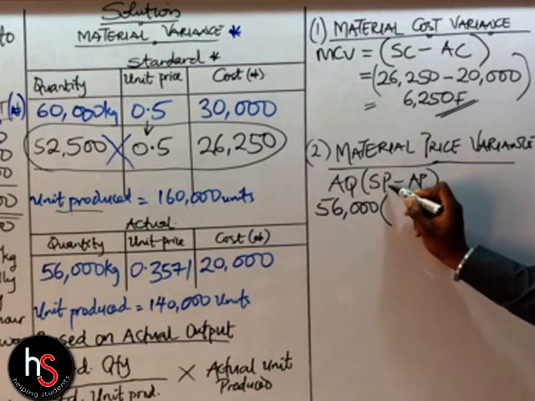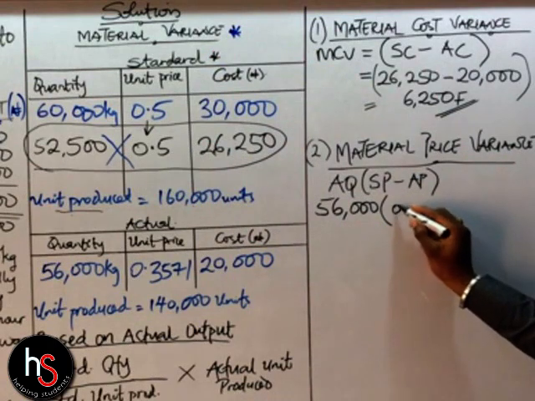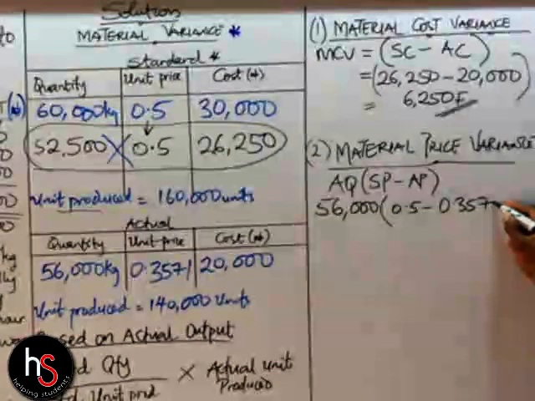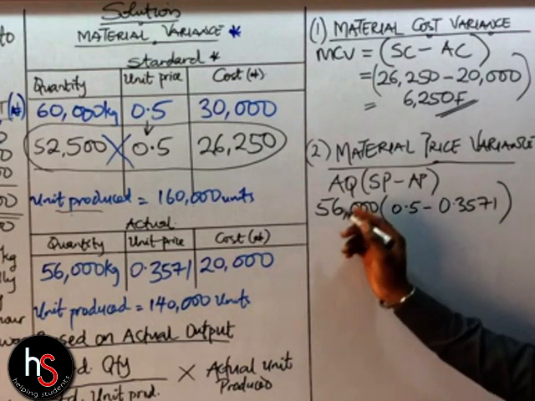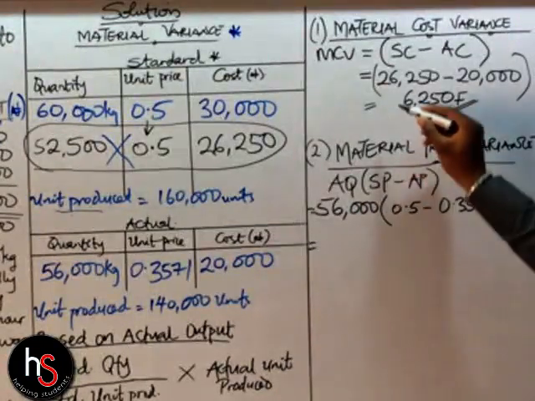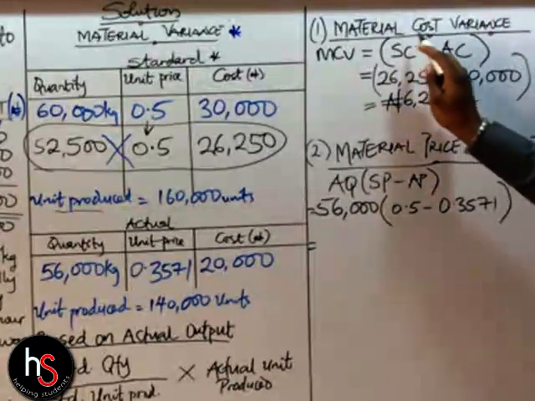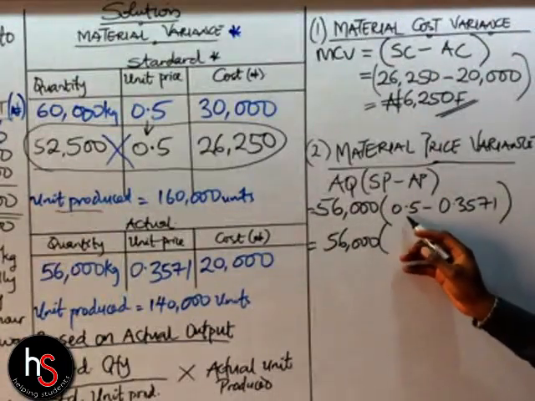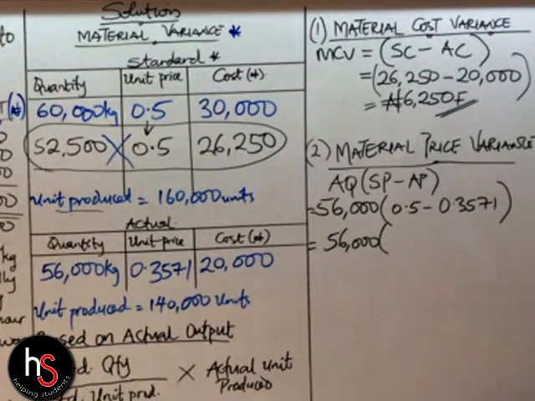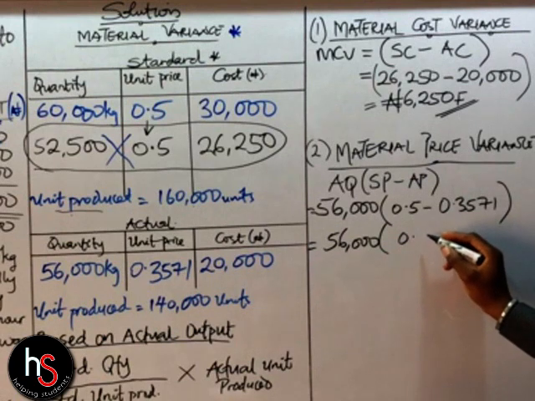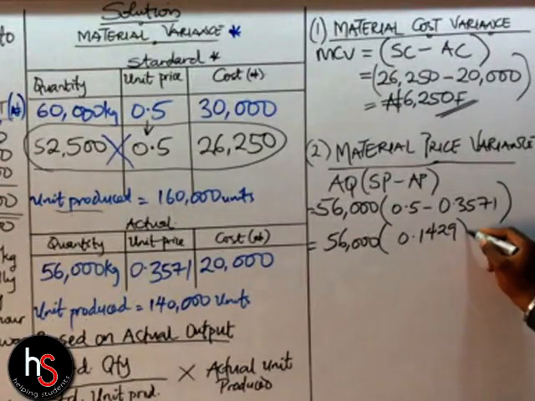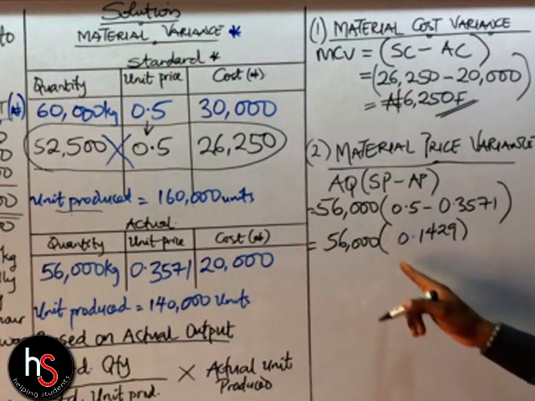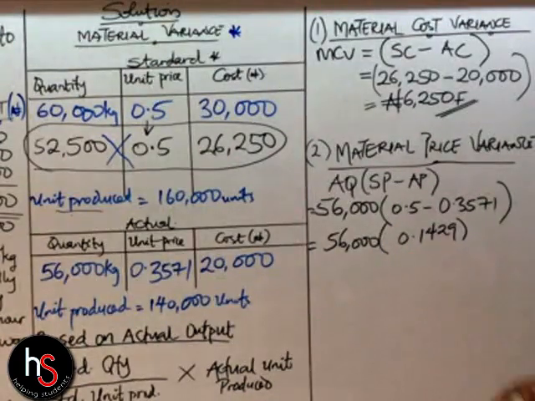Then, in brackets, standard price. Our standard unit price is 0.5, minus the actual price, which is 0.3571. Please, this should be on the naira sign, take note of that. We're dealing with cost. So we have 56,000, then in brackets 0.5 minus 0.3571, which gives us 0.1429. To expand this bracket, we multiply the two values: 56,000 times 0.1429 gives us what?